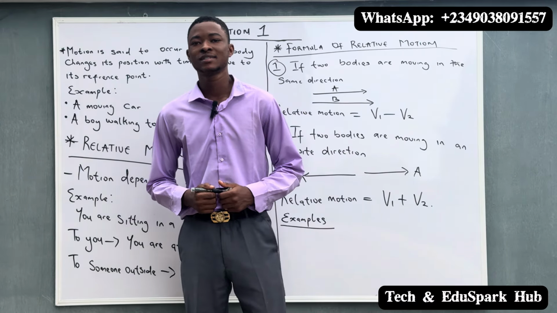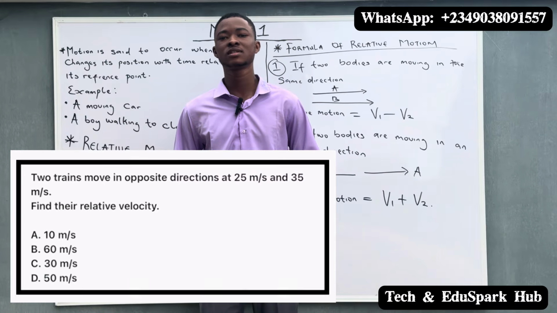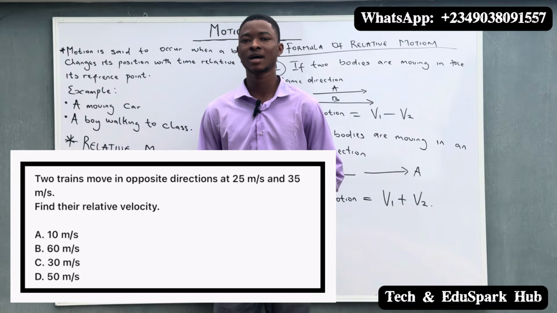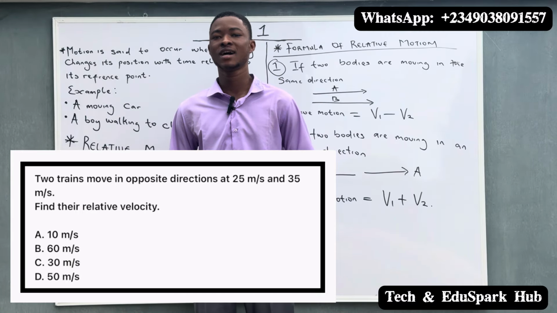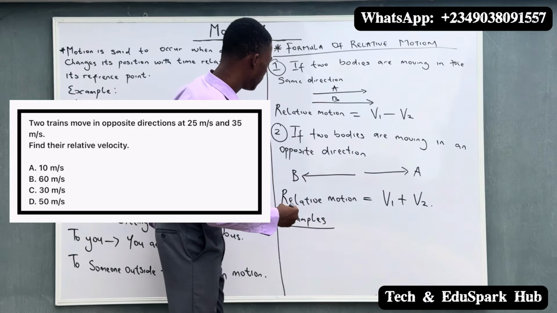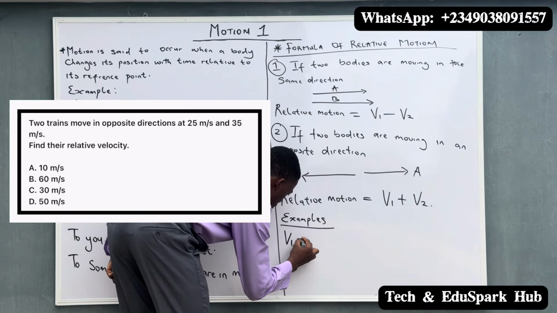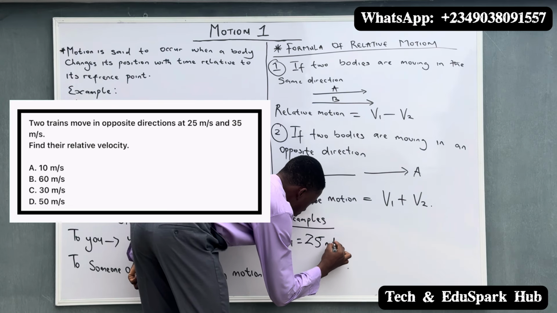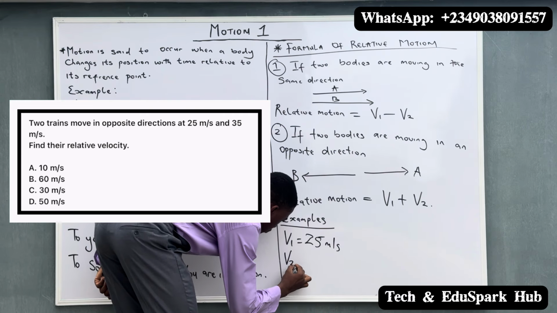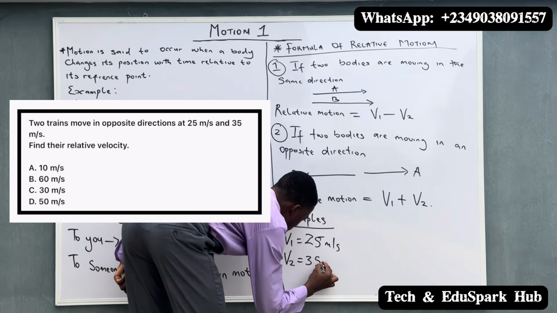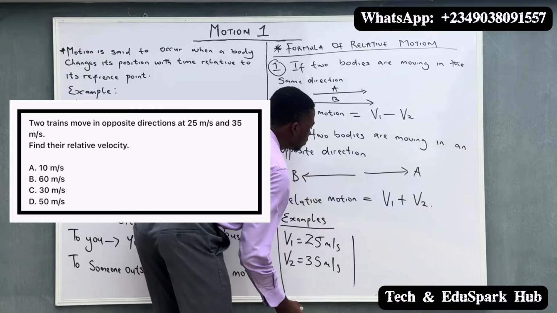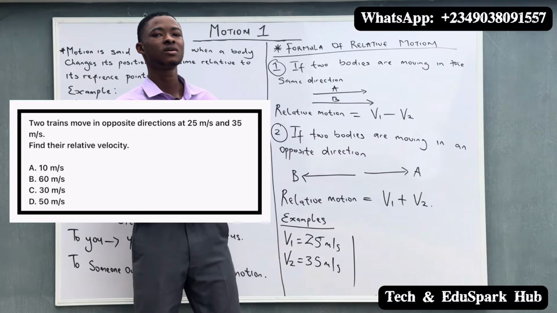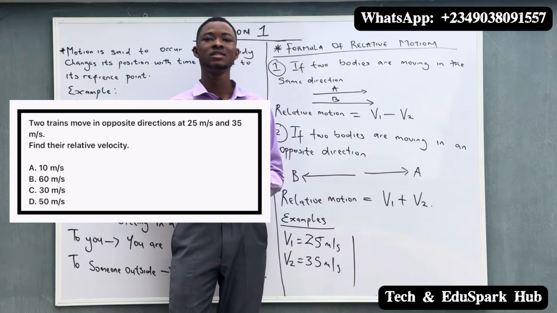And moving to the second example as displayed on the screen, the question says two trains move in an opposite direction at 25 meters per second and 35 meters per second. Find their relative velocity. So in this case, we are given V1 equal to 25 meters per second, and V2 equal to 35 meters per second. The question is asking us to find their relative velocity. But the question is telling us that these two trains are moving in opposite direction. So they are moving in a different direction.